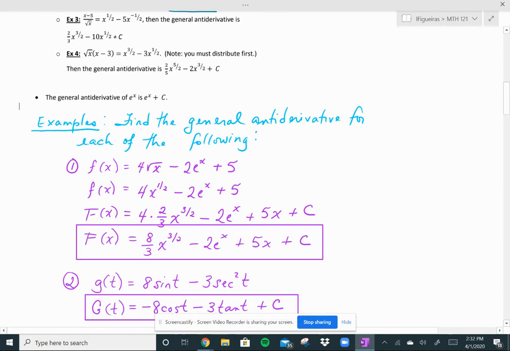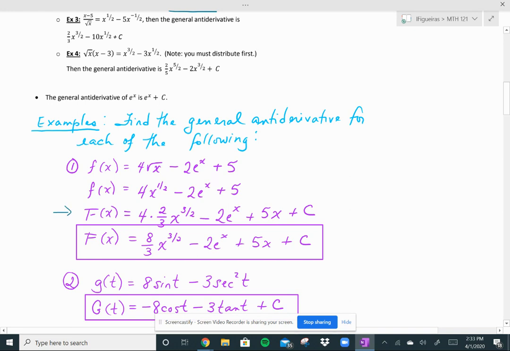So we want to find the general antiderivative for each of the following. So little f of x is 4 square root of x minus 2 e to the x plus 5. All right, so first thing you want to do is rewrite the radical. So it's written as 4x to the 1/2 minus 2e to the x plus 5. So now I'm taking the antiderivative, and I'm calling it the corresponding capital letter here. So I'm calling it capital F of x.